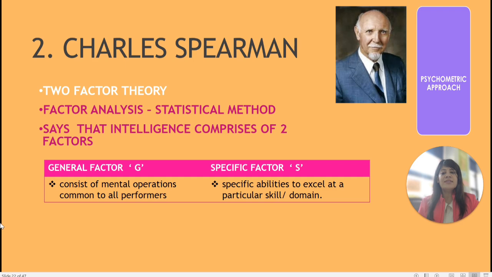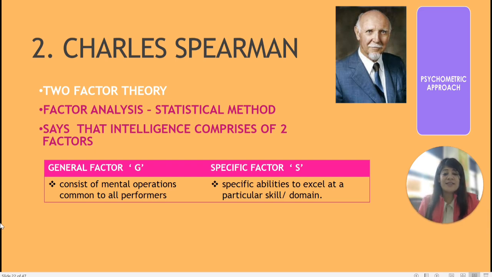In this statistical method, they found out that all of us individuals who are intelligent are said to have a general factor G and a specific factor S. The general factor G consists of mental operations which are common to all performers. For example, a general factor could mean that all of you are in 12th grade and you have the ability to read and write, correct? So can I say that that is your general factor?